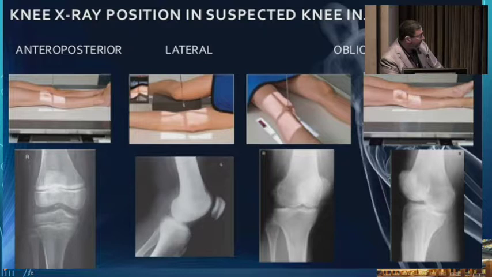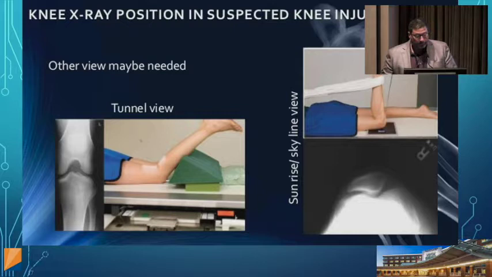Occasionally, oblique views are helpful in determining a tibial plateau fracture. They were commonly done before CAT scans were so readily accessible. When I first went into practice, it was actually difficult to get a CAT scan. That's because I'm so old, but now CAT scans are readily accessible. You can also get a tunnel view, and you can get what's called a sunrise or a skyline view to look at patellofemoral problems.